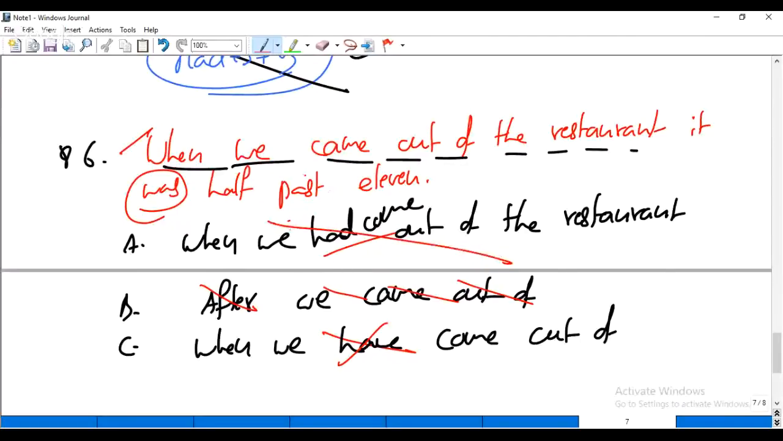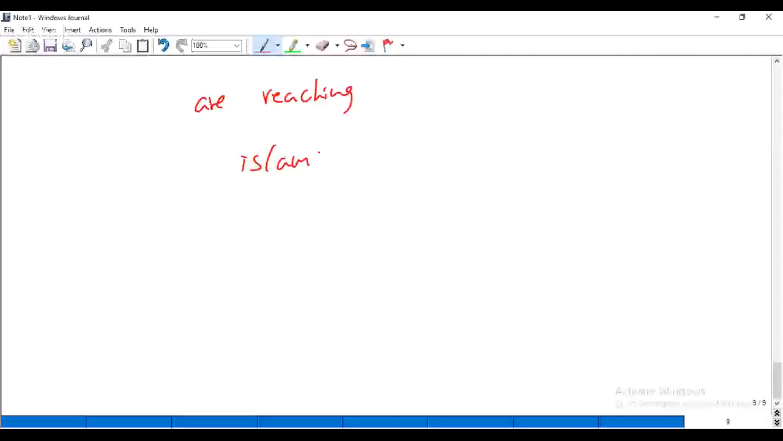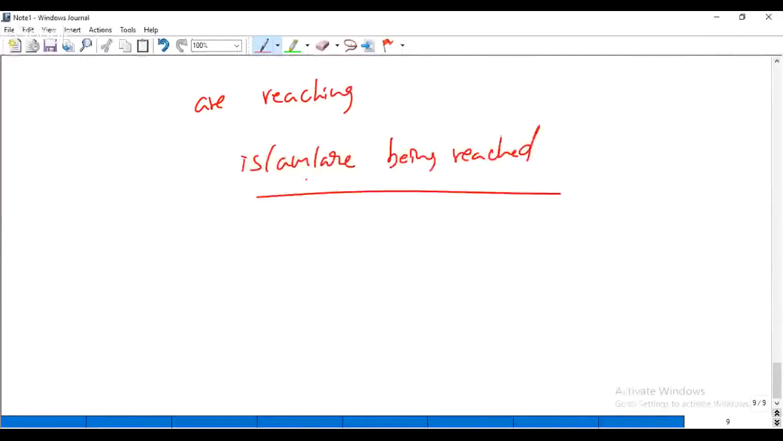Now, question number 87. The structure is is, am, or being reached. One of the options should be in this structure. So, whatever the option is in this structure, this is the answer. This is only in option B. So, option B is the correct answer. Now, question number 88.